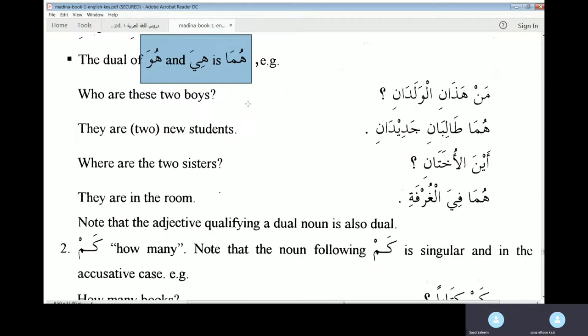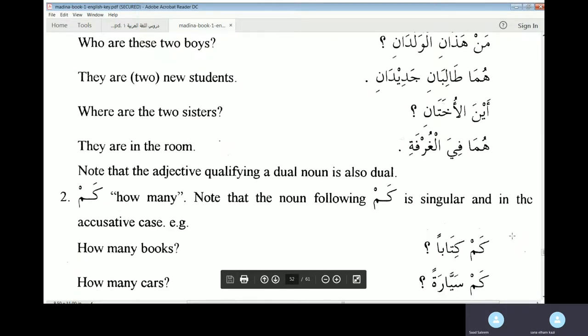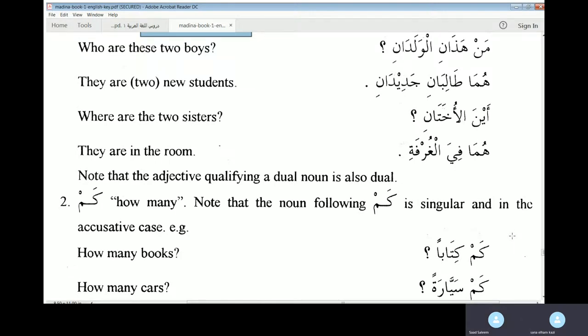Ayna al-ukhtani? Where are the two sisters? Huma fil ghurfa. They are in the room. Note that the adjective qualifying a dual noun is also dual.